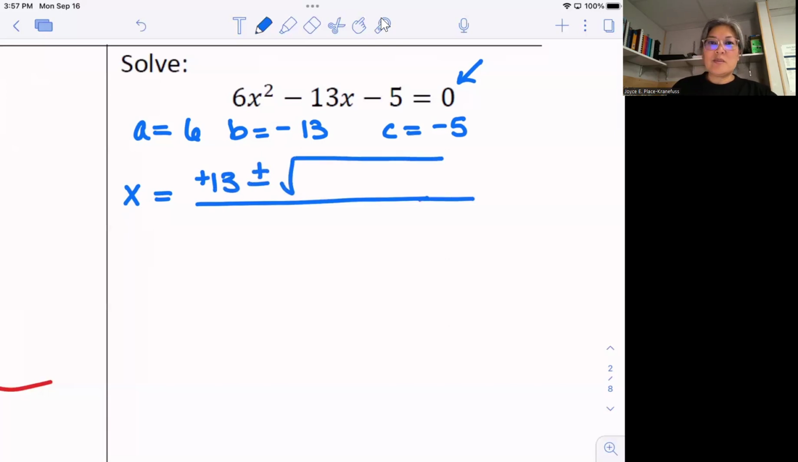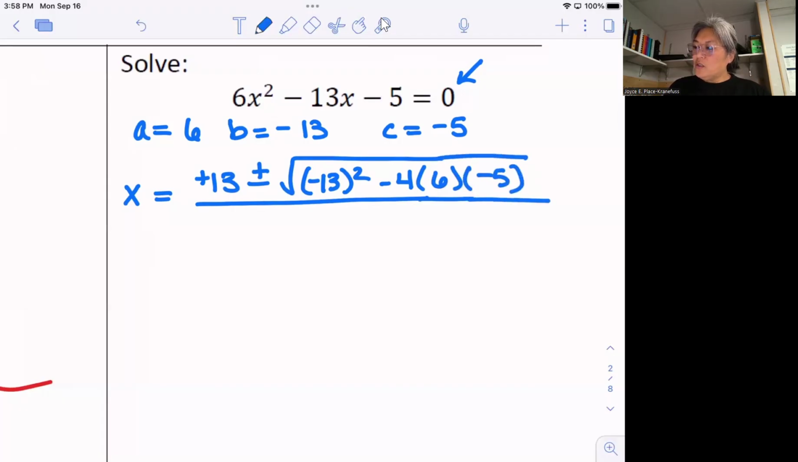Now here's where we made our mistakes. That negative 13 is not a positive 13, it is a negative 13. So since it is a negative 13, we want to put that negative 13 in parentheses before we square it. A lot of you got a number out of that was a negative, and it should very much have been a positive number. Minus 4 times a is 6, times c, which is negative 5.